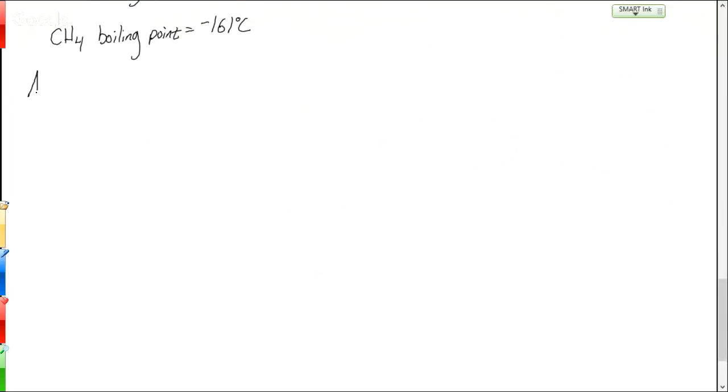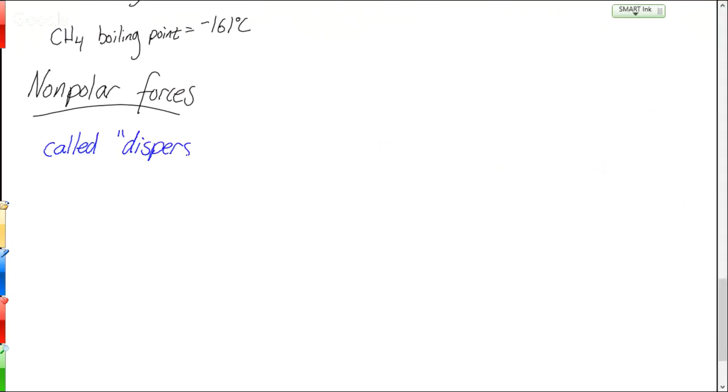All right, so let's look at the nonpolar forces. The nonpolar forces between molecules are called dispersion forces. And actually, all molecules have them, but the polar forces are so much stronger that we usually don't worry too much about the dispersion forces in polar molecules. But they're the only kinds of forces present in nonpolar molecules.